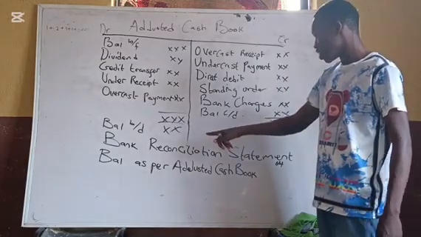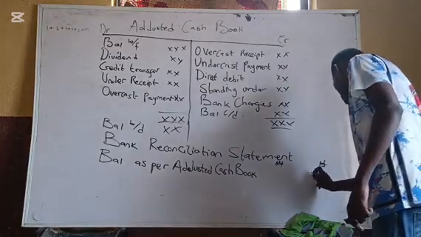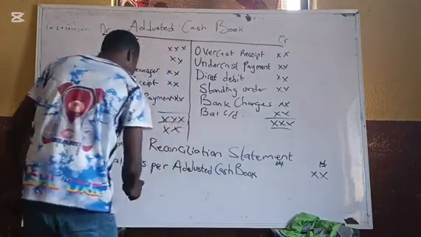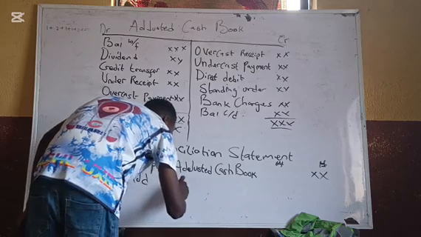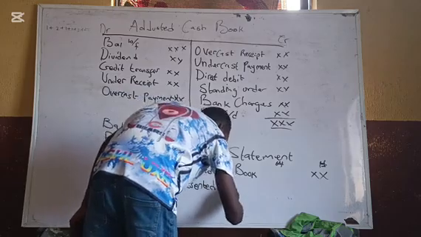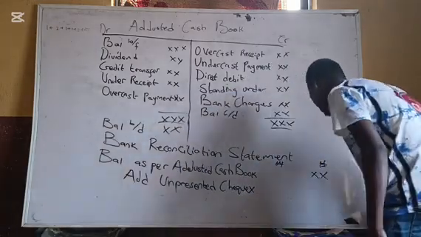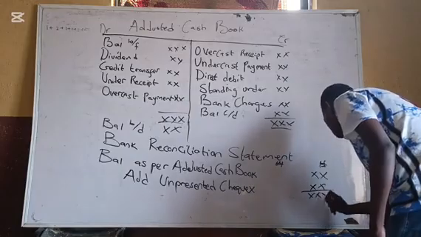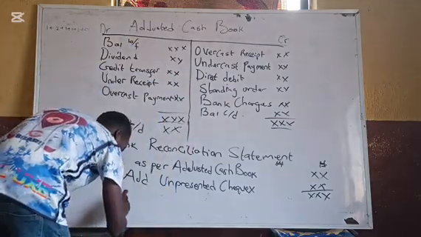So what you are going to do next is your balance, which is here. So I'm going to write it here. Now the next thing is to add what? Your unpresented check. It should be added to the amount here. So you have your total to be this. Now the next one is to less your uncredited check.